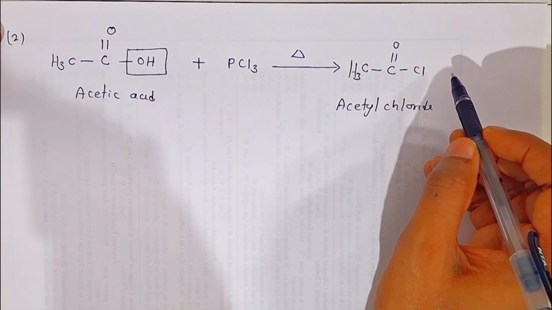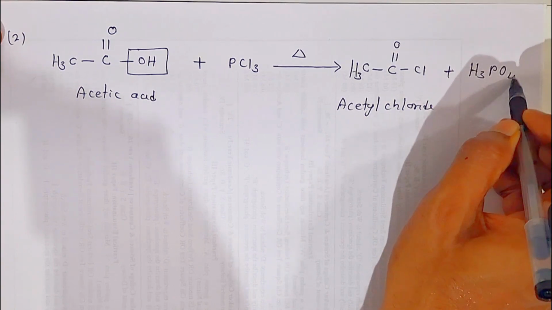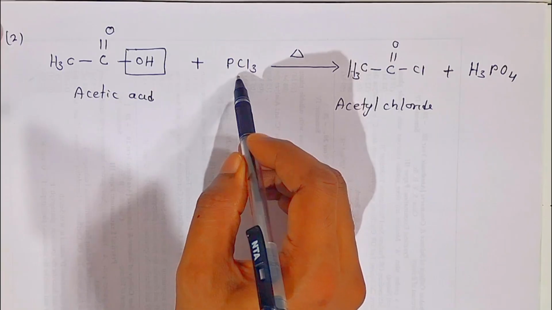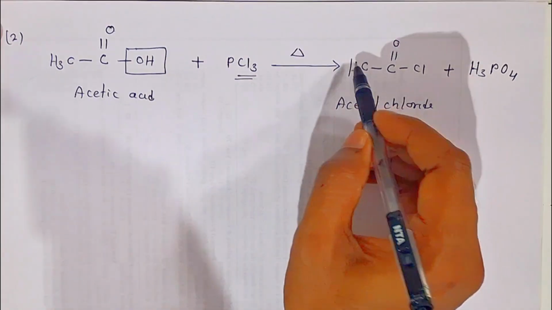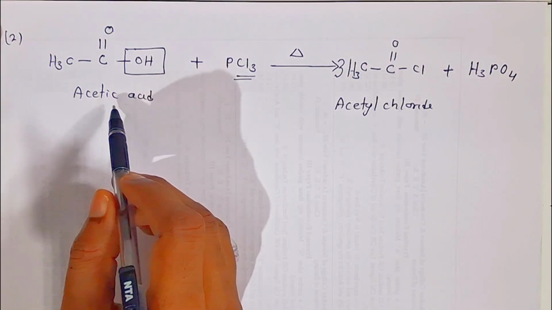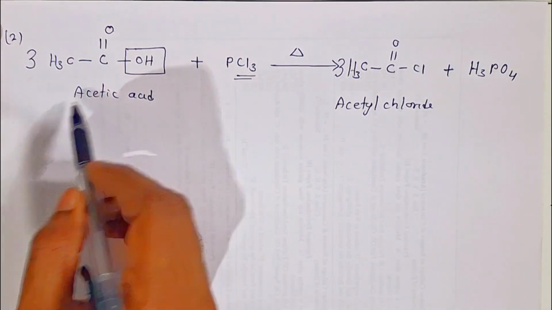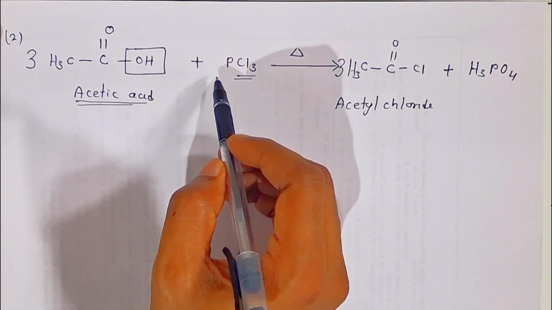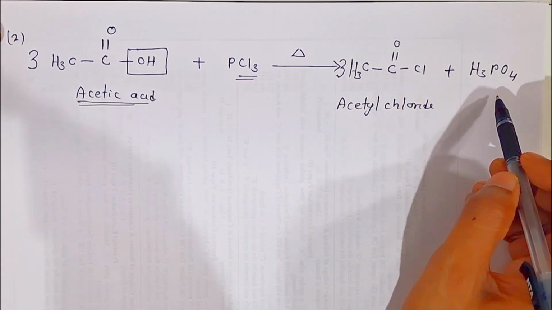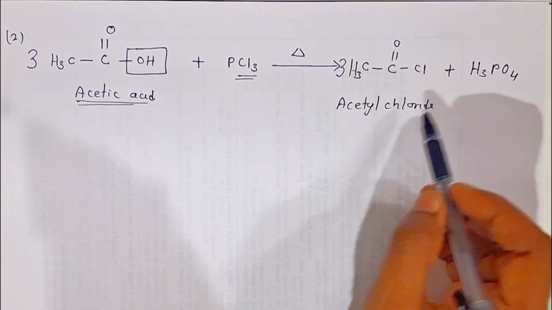Along with acetyl chloride, you are getting phosphorous acid, H3PO3. Since you have taken 3 molecules of chlorine, you are getting 3 molecules of acetyl chloride. If you want to balance, you have to balance this acetic acid also, so it is 3. So 3 molecules of acetic acid react with 1 molecule of phosphorus trichloride, and it gives you 3 molecules of acetyl chloride and phosphorous acid. Very important, students, in examination they may ask the action of phosphorus trichloride on acetic acid, so you will get acetyl chloride.